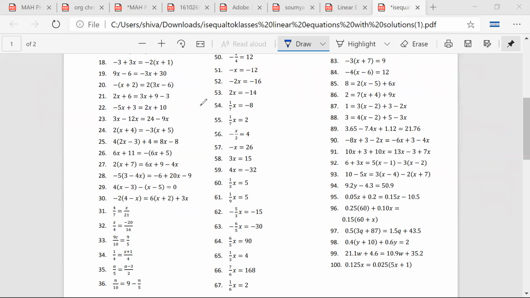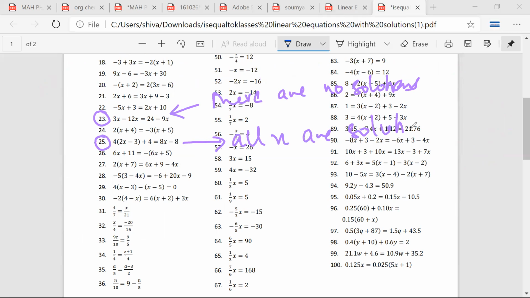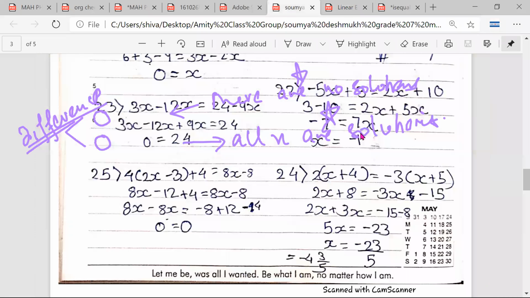So the point that I'm trying to make is that for this equation, there are no solutions. But for this equation, all x are solutions. Soumya, have you understood or not? Yes, sir. So there is a difference between these two equations and the meanings are different. Sanvi, is there any doubt? No, sir. Okay, perfect. Okay, Soumya, did you face any difficulty while solving any of the equations? No, sir. Okay, not an issue.